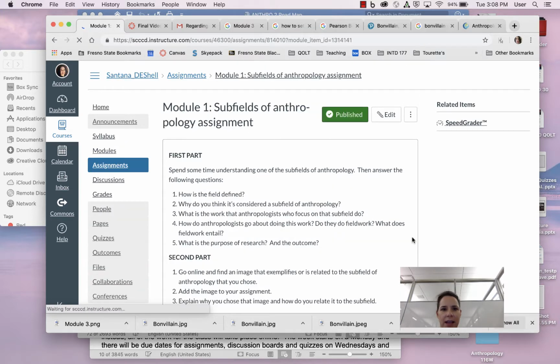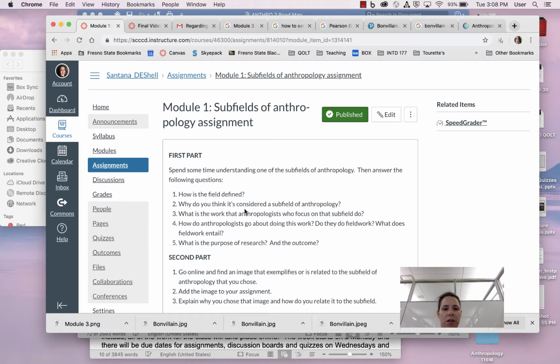The second is the assignment for the module, and the assignment is about the subfields of anthropology. So there are very specific instructions again. There's a first part and a second part. The first part says, spend some time understanding one of the subfields of anthropology. Then answer the following questions. How is this field defined? Why do you think it's considered a subfield of anthropology?